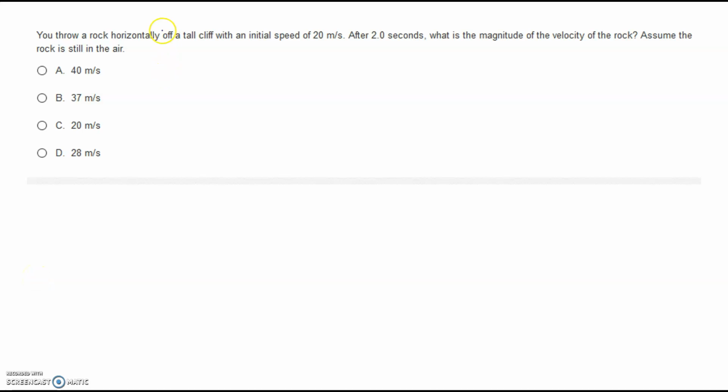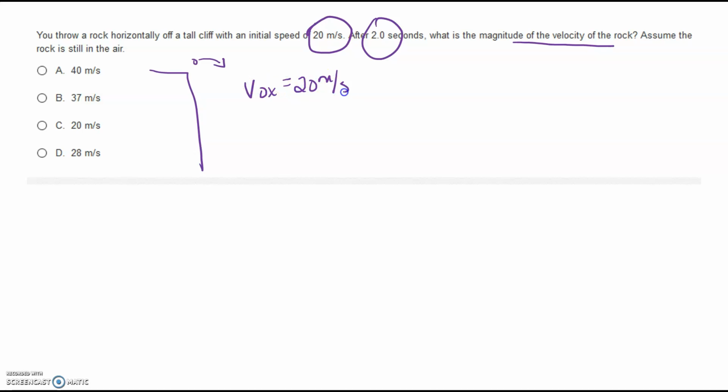Aha, got it. This was an interesting one. You throw a rock off a cliff with an initial speed of 20. After 2 seconds, what's the magnitude of the velocity? Okay, so I kind of drew this. This is the rock, throwing it off the cliff. Vox is equal to 20 meters per second. Acceleration in the y direction is 9.81 meters per second squared. Time is equal to 2 seconds. Not meters, seconds.